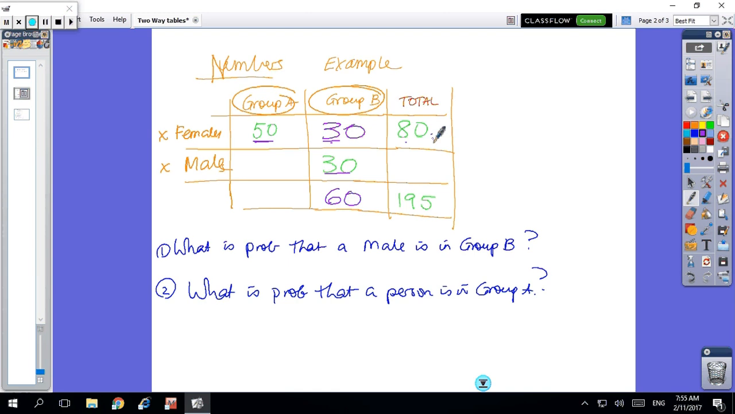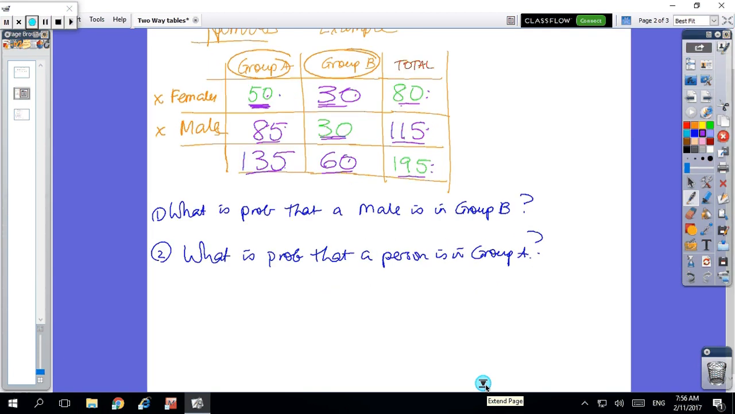So this number 80 plus something equals 195, so that's 115. And then something plus 30 equals 115, so that's 85. And then 50 plus 85 is 135. And then we can just check all our totals add up. So 50 plus 30 is 80, 85 plus 30 is 115, 135 plus 60 is 195, 50 plus 85 is 135, 30 plus 30 is 60, 80 plus 115 is 195. So all our numbers add up to the right spots.